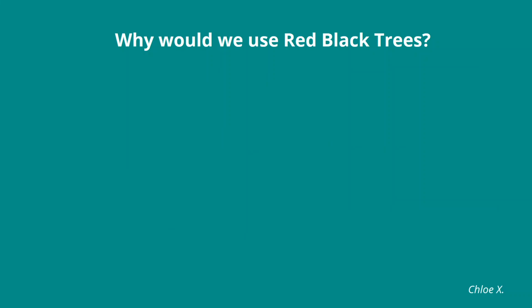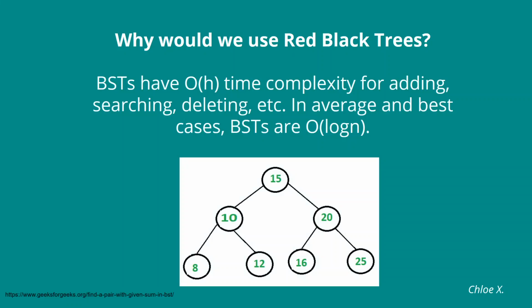Red-black trees have so many rules and cases to remember. It seems so complex. Why would we use or learn about them? Well, recall that regular BSTs have O(h), height, time complexity for operations like adding, deleting, and searching. In average or best cases where the BST is balanced, BSTs have O(log n) time complexity.